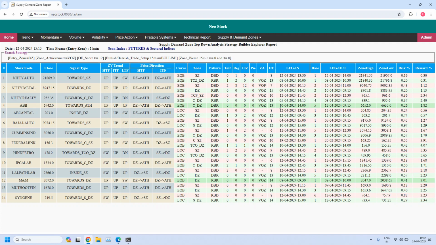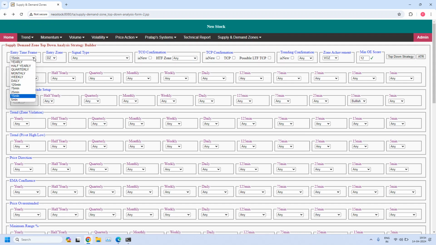Then easily you will understand these reports. Okay, now I will move on to the previous page and generate the bearish trade setup. So I am going back. The entry time frame is 15 minutes. Now we are generating a bearish trade setup for daily income trade.